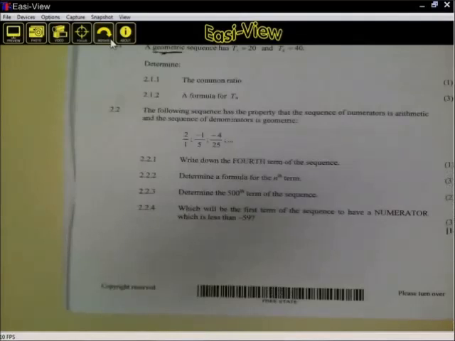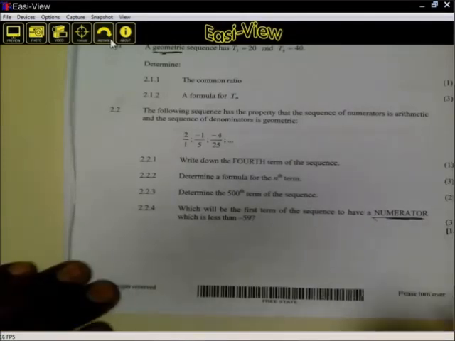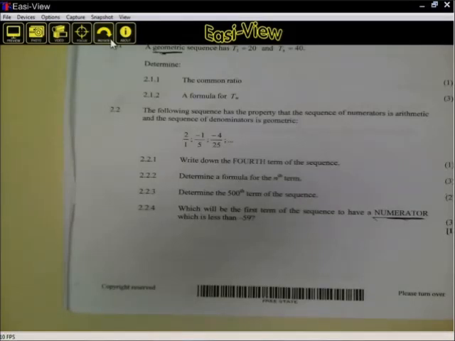Now, looking at the last question from this one here, they say, which will be the first term of the sequence to have a numerator which is less than negative 59.